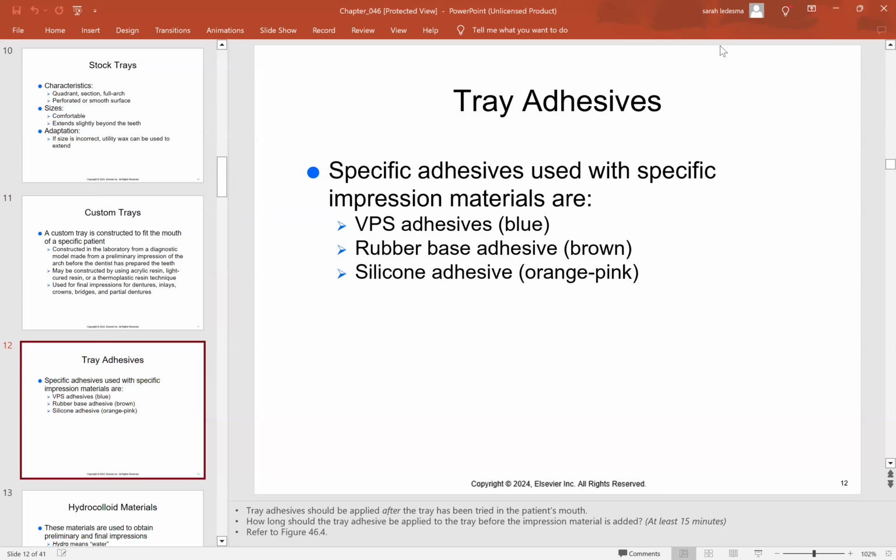Tray adhesives are an option. Specific adhesives that are used with specific impression materials are going to be our VPS adhesives, our rubber base adhesives, and then our silicone adhesives.